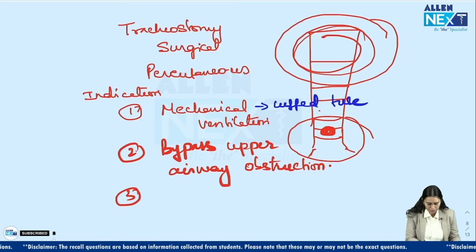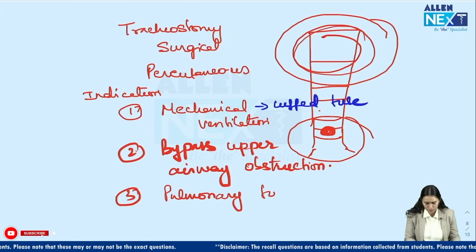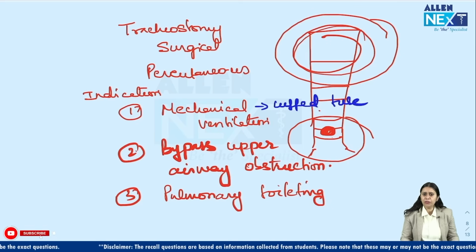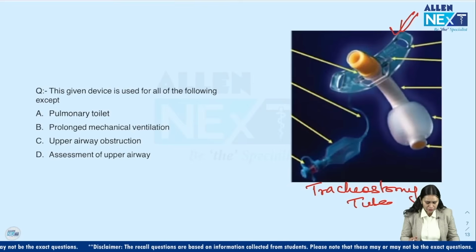Okay. Then the third very important use of the tracheostomy tube is pulmonary toileting. A very old patient who can breathe but cannot cough has a very common risk of recurrent pneumonia. We intubate and later on do a tracheostomy. With tracheostomy, pulmonary toileting is much better than with an endotracheal tube. So this is the third indication.